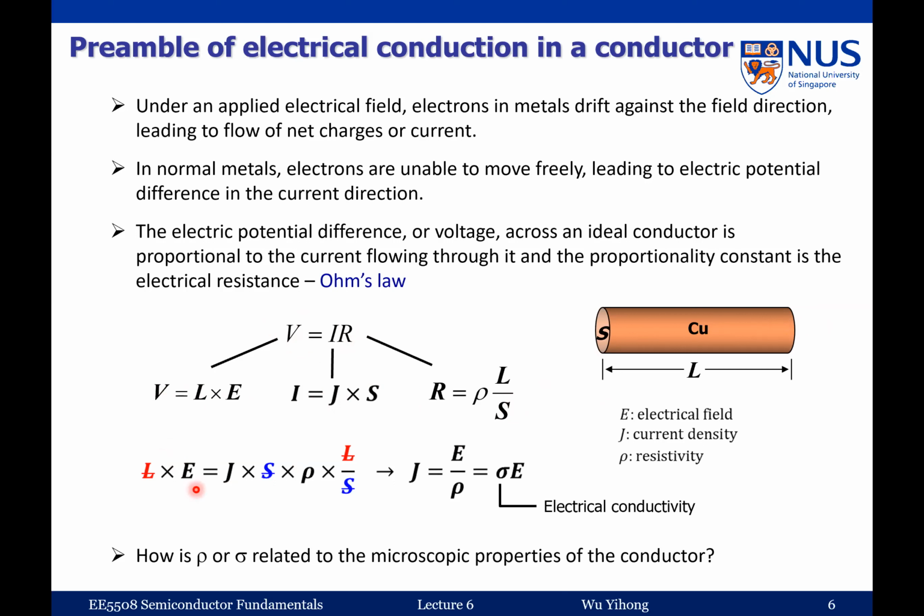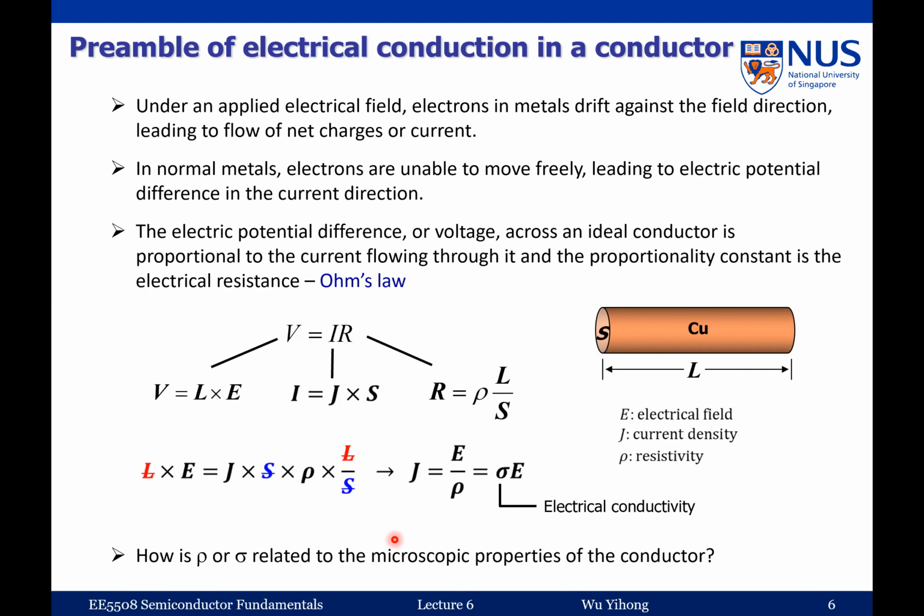Eventually, S cancels out, and this L cancels out. Then you have a current density, which is given by electric field divided by rho as the resistivity, and 1 over rho is the conductivity. So this is a very important equation. This means the current density is equal to sigma E.